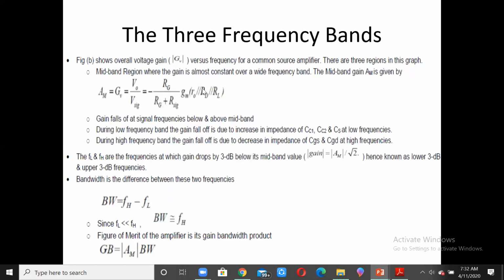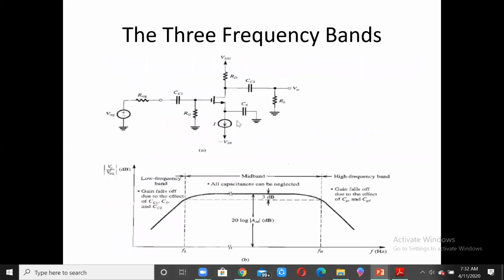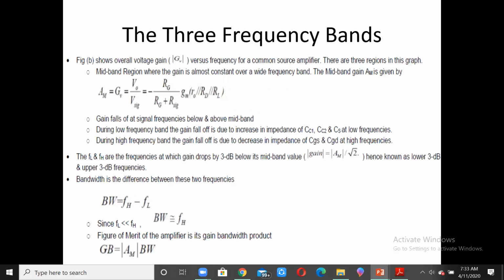The midband gain is AM equal to GV equal to V0 by Vsig is equal to minus Rg by (Rg plus Rsig) into gm (ro parallel Rd parallel RL), and this can be considered as RL dash. We'll see how we can derive this equation a little later, but for the present we can consider AM as this. The gain falls off at the signal frequencies below and above the midband. So below the midband and above the midband, you can see that the value of the gain is reducing or falling because of the different capacitor effects which are there.